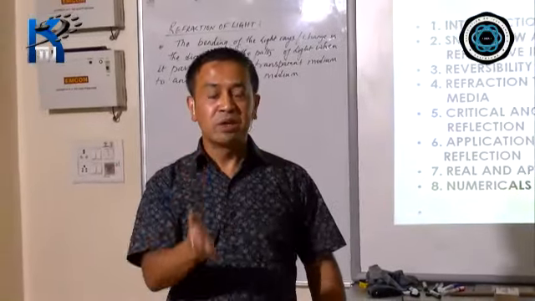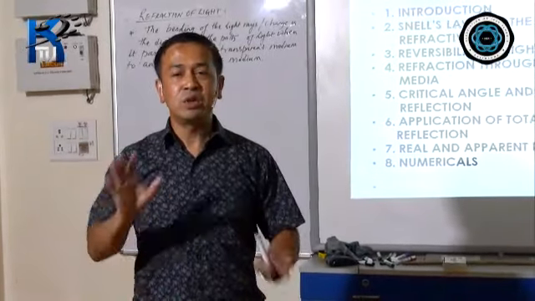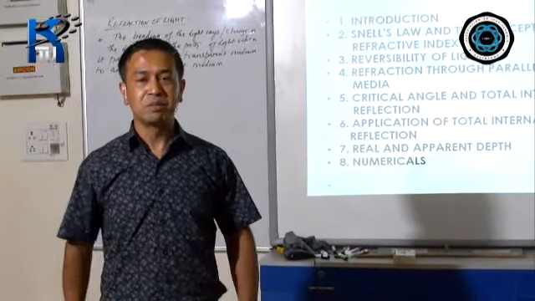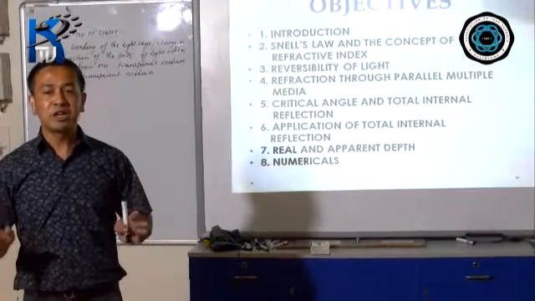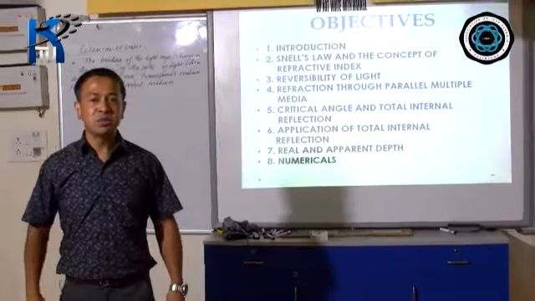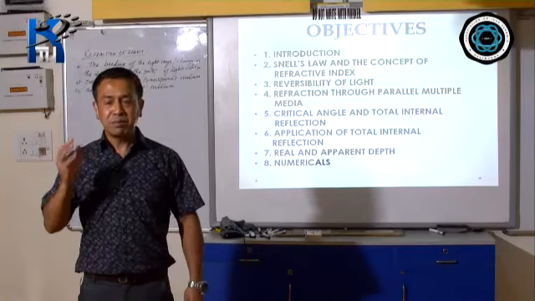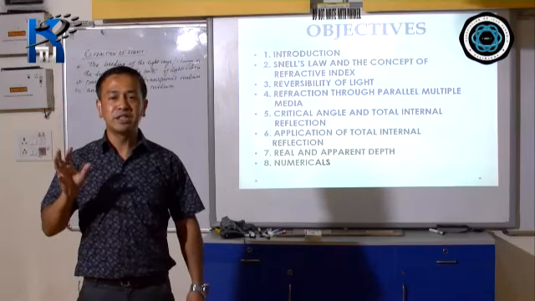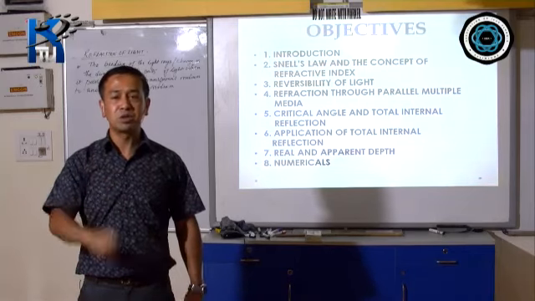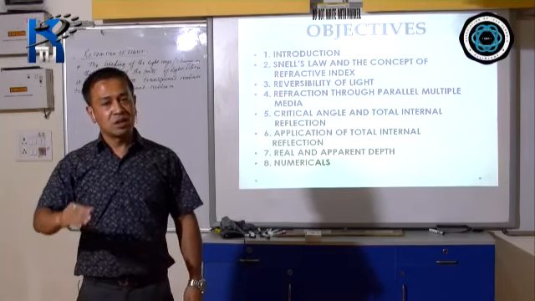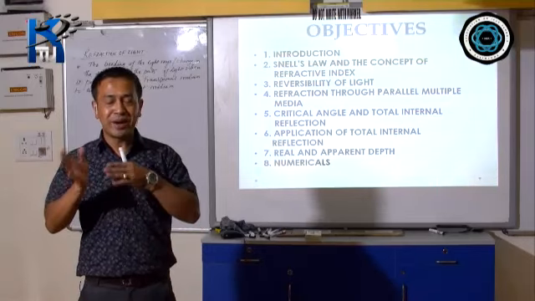When we consider media like air and water, light travels with different speeds in air and water. Any medium in which light travels with more speed is called an optically rarer medium. Any medium in which light travels with slower speed, that means the speed of light decreases, is called an optically denser medium. So when we take refraction of light, there are two media: one is called the rarer medium, and one is called the denser medium.